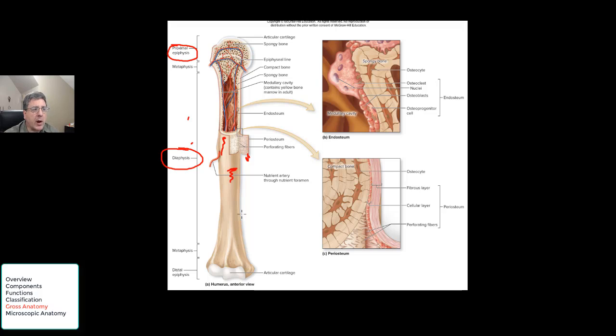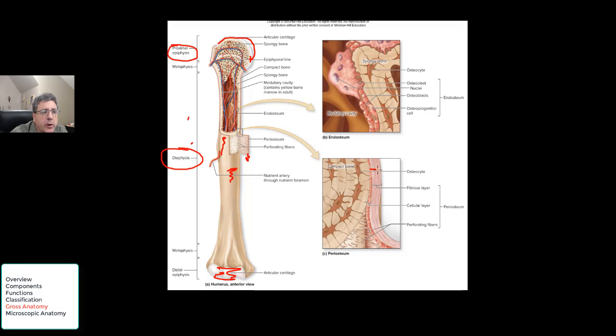It surrounds the entire bone except for the surface that articulates, or the articulating surface, which is kind of all through this area and down here, okay? That's the articulating surface, and you do not have any periosteum on there. Now, the periosteum has two different layers.